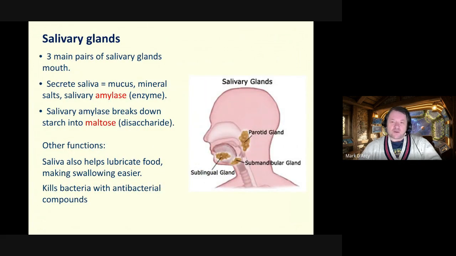But this all starts with the salivary glands. There are three main pairs. There are the parotid, the sides of the mouth, sublingual under the tongue, and submandibular under the jaw. They secrete saliva, which contains mucus, mineral salts, salivary amylase, which breaks down starch into maltose, which is a disaccharide consisting of two glucoses. Other functions: saliva also helps lubricate food, making swallowing easier, and kills bacteria with antibacterial compounds.